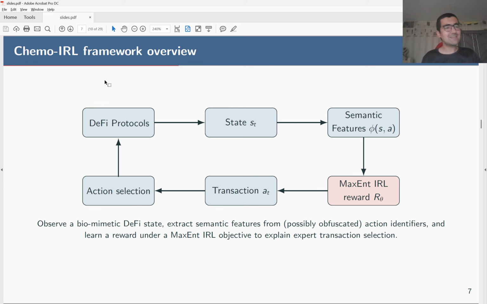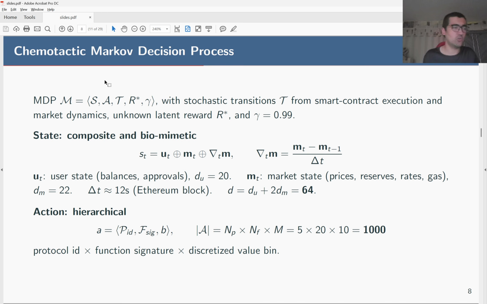The one subtlety worth flagging right now is that the transaction identifiers we read can be obfuscated. So the features and everything downstream are computed from possibly corrupted action labels. And the whole point is that the method has to be robust to that. Let me make each of these boxes precise, starting with the environment as a Markov decision process.